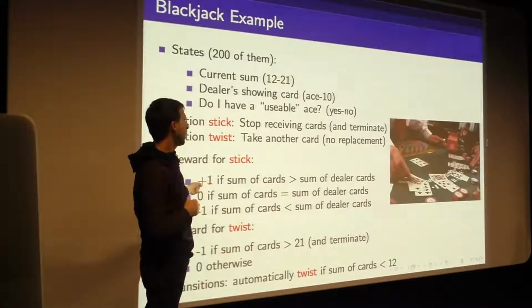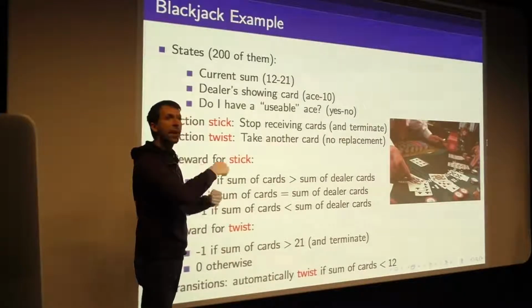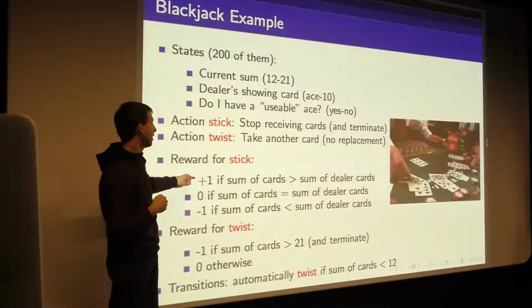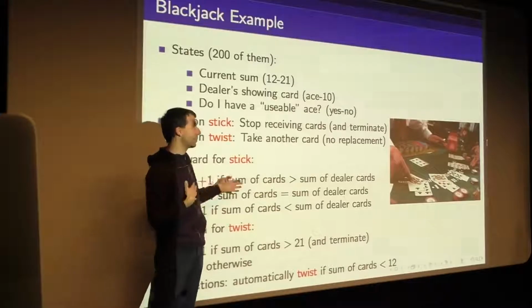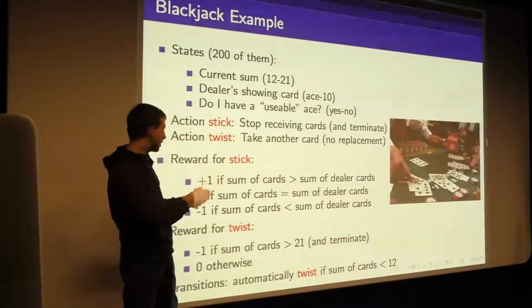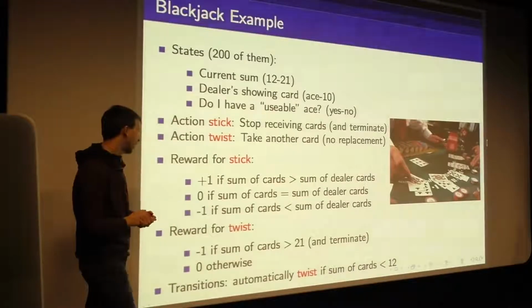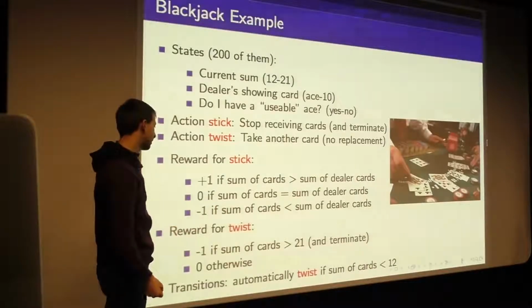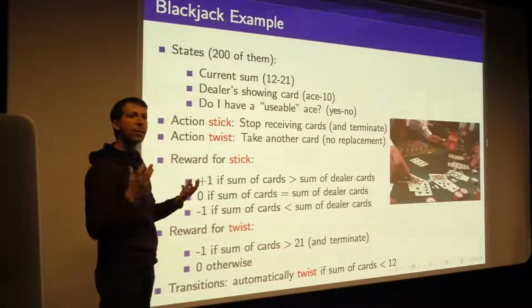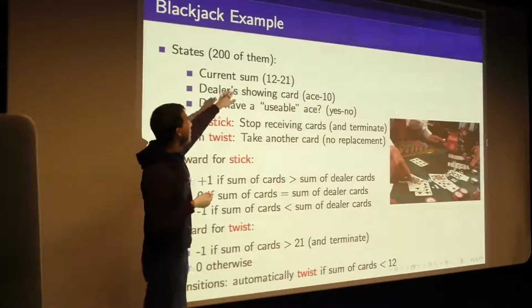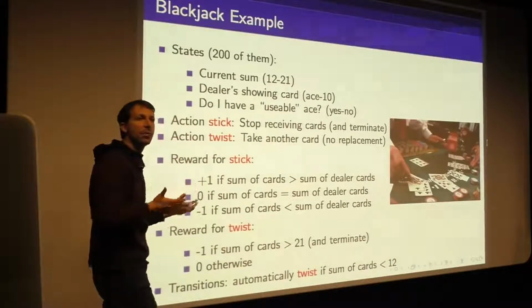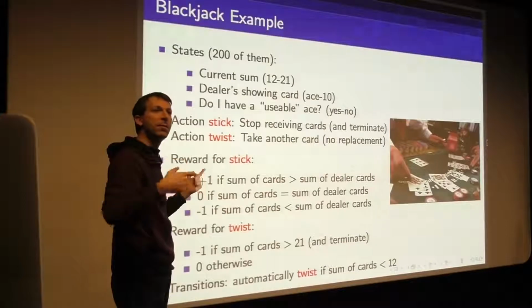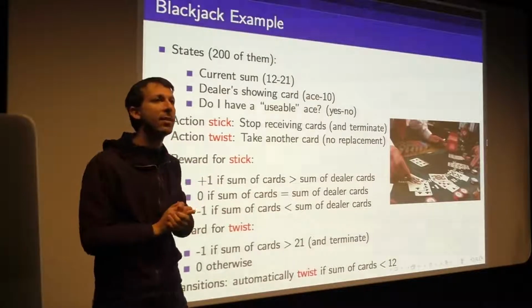If you do stick, then the dealer plays out the game. You think of that as the turn of the environment: the dealer plays out the game all the way to the end, like 1 step of the environment. Then you get +1 reward if your sum's greater than the dealer's sum, 0 if it matches, and -1 if you've got less. If you twist, you get -1 if you go over 21, because you go bust, and 0 otherwise. For the transition structure of this MDP, the only thing we add is that if you've got less than 12, we automatically twist. That's just part of the MDP, so you only make actions where there's an interesting action to make.